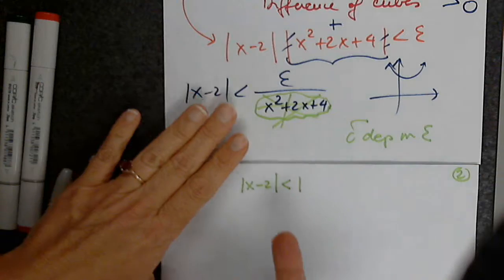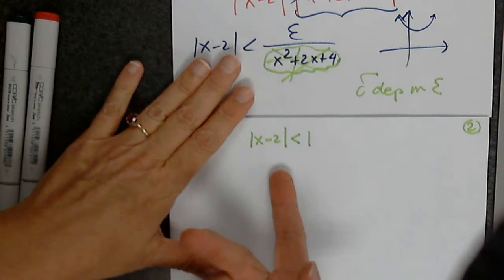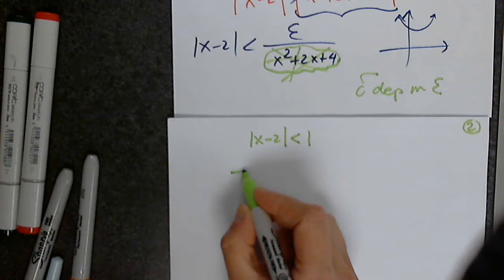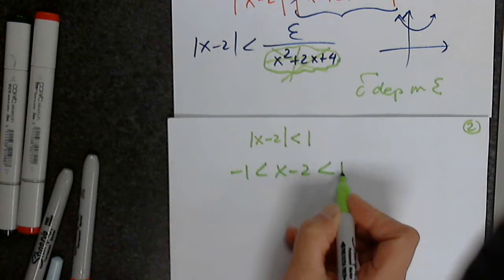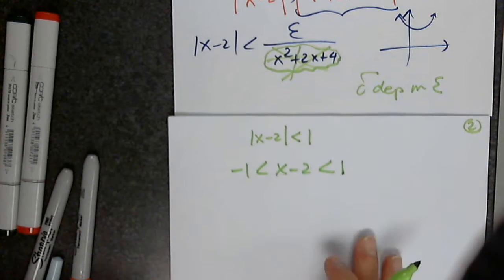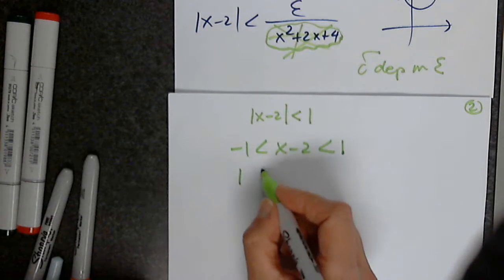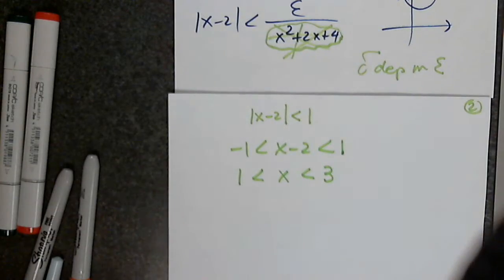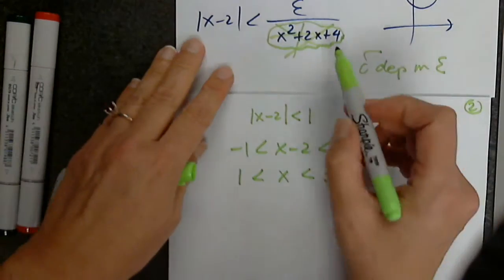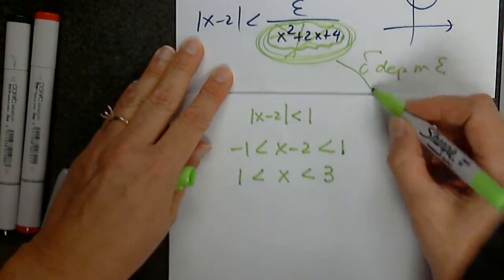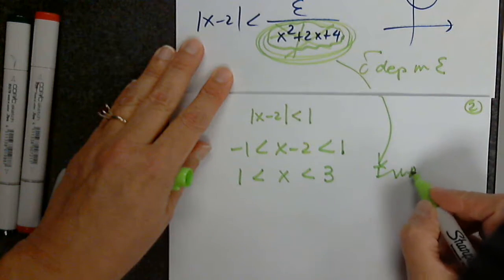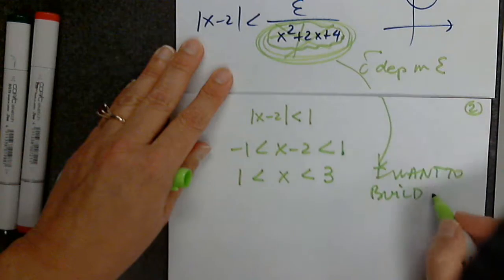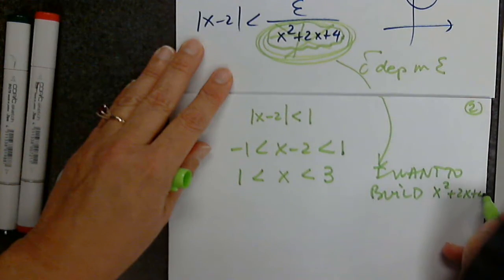Okay, now I'm going to solve this inequality. And I remember how to solve an absolute value inequality of this type. I will add 2 to all 3 sides, and I have 1 less than x less than 3. With this information now, I'm going to try and build x squared plus 2x plus 4.